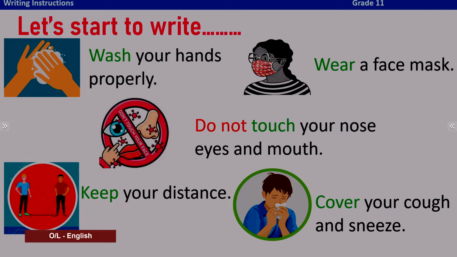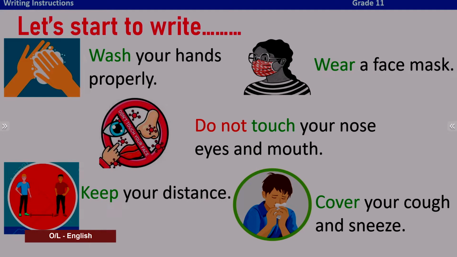Keep your distance. We have to start the instruction with the verb keep. Keep what? Keep your distance. Last picture, cover your cough and sneeze. You can see the third picture again. See the instructions given there. Do not touch your nose, eyes and mouth.